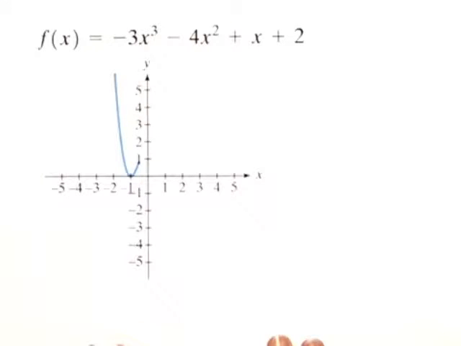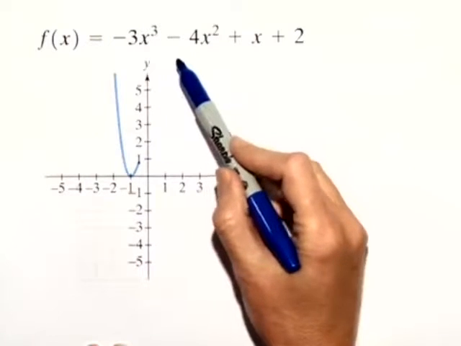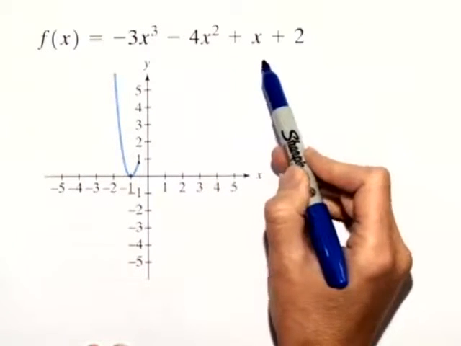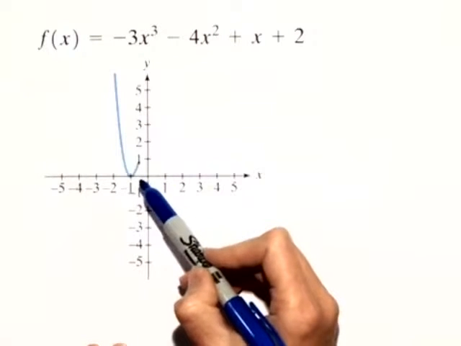For this example, we're given a partial graph of a polynomial function. We're asked to find all the zeros of the polynomial function and then complete the graph. So let's take a look. We have the function f of x equals negative 3x cubed minus 4x squared plus x plus 2. And we can see that we just have part of the graph.